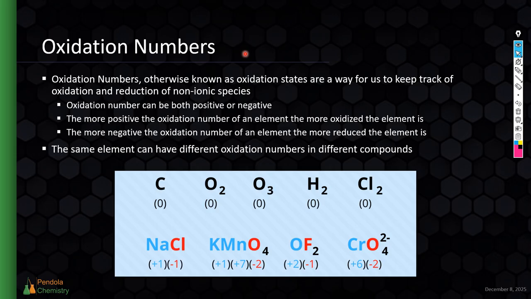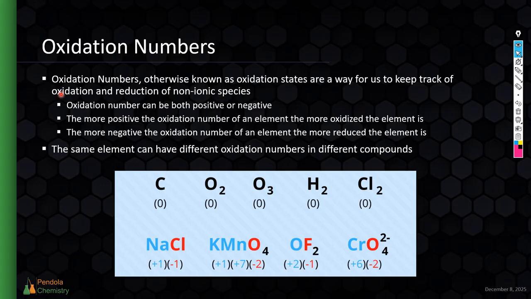Oxidation numbers, otherwise known as oxidation states, are essentially a way to keep track of the reduction and oxidation sides of a redox reaction, especially for non-ionic species, because for ions, it's very simple to track whether they're losing or gaining electrons because they will have a charge. However, when we have something a little more complex, like a compound or a polyatomic ion, it's a lot harder to see where those electrons are going.